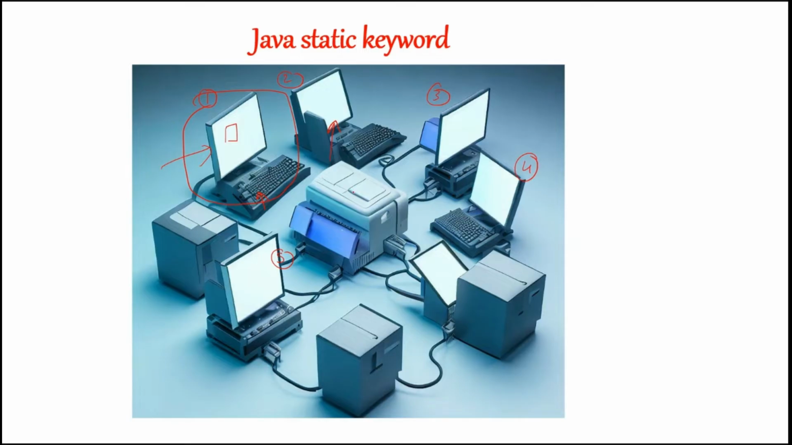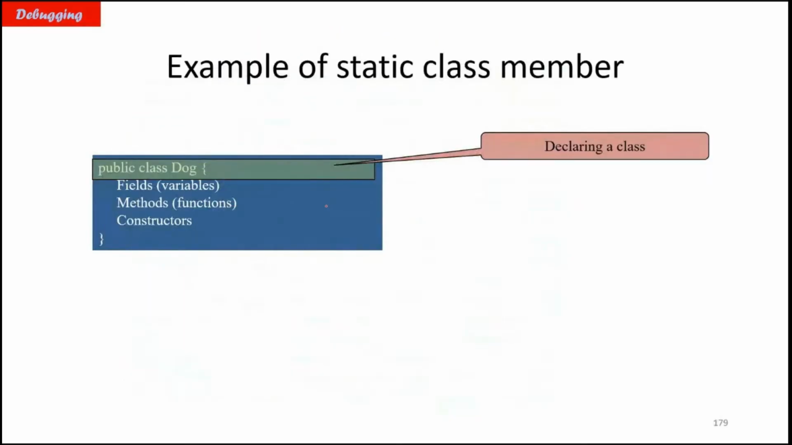But what is common in that? What is common and what is shared in that? The shared thing is what? Printer. So all of these systems, they are sharing what? A printer. They are sharing a printing. So this will become what? Static. Now in Java terminology, this printer will become what? Static. Let us further explore this.